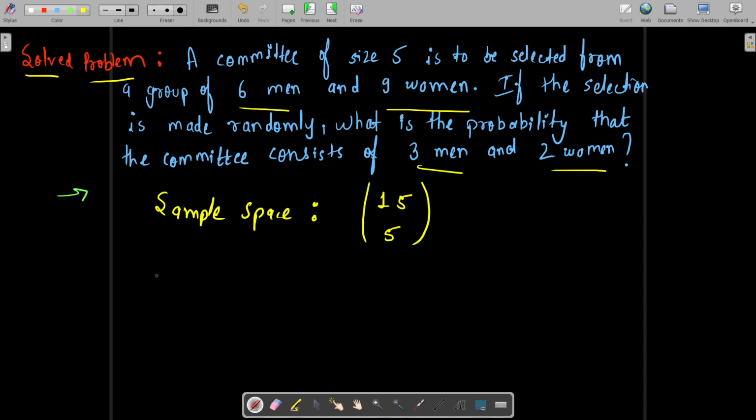This is our sample space. Now, what is the number of favorable outcomes for this particular event? That is 3 men and 2 women. For that, we know that there are 6 men in total, and we have to select 3. So it can be done in 6C3 ways.